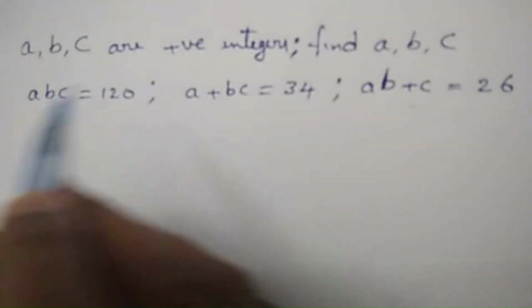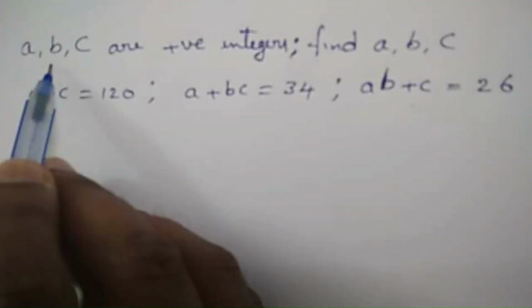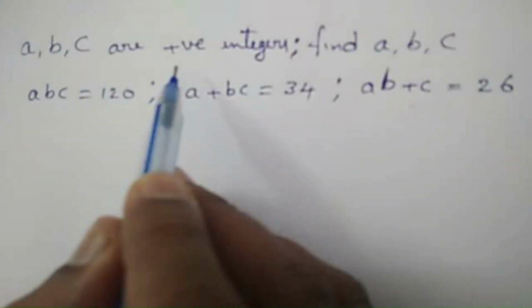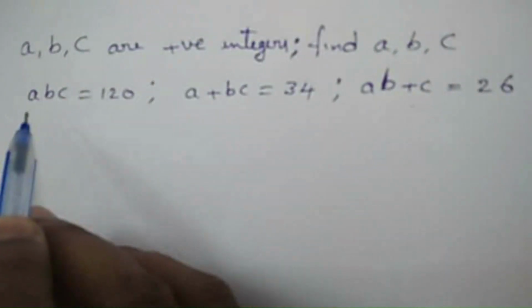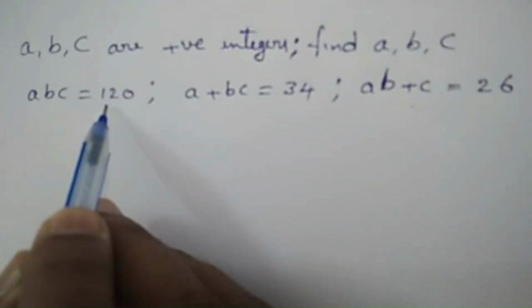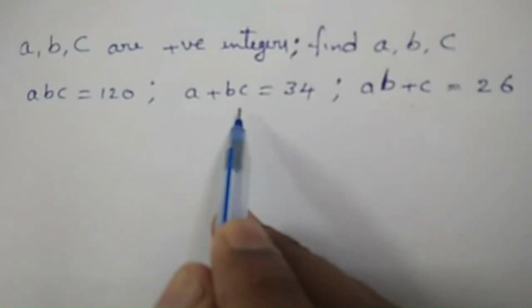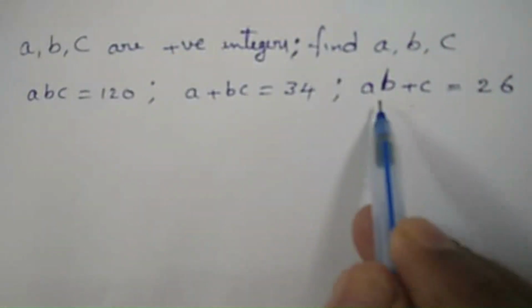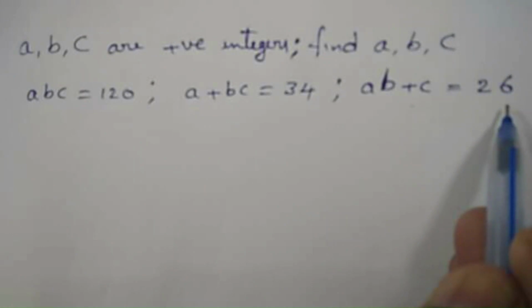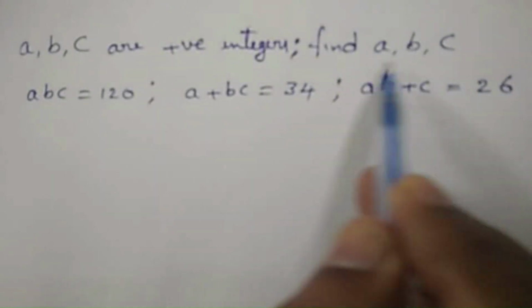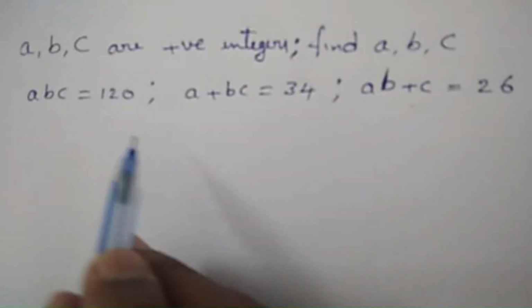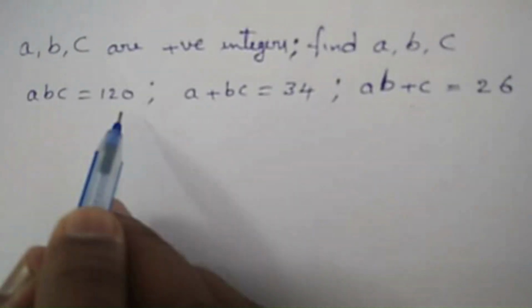Hello everyone. Here a, b and c are three positive integers and a into b into c is equal to 120, a plus bc is equal to 34, ab plus c is equal to 26, and we need to find the value of a, b and c. So let's take this first equation.